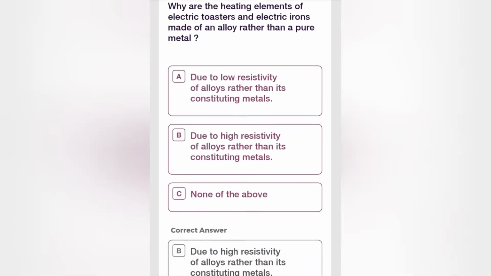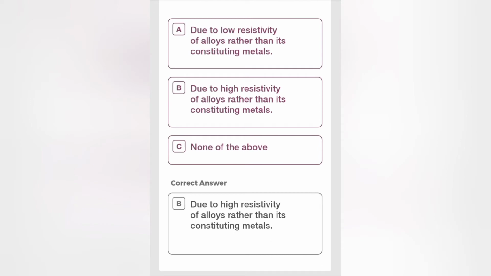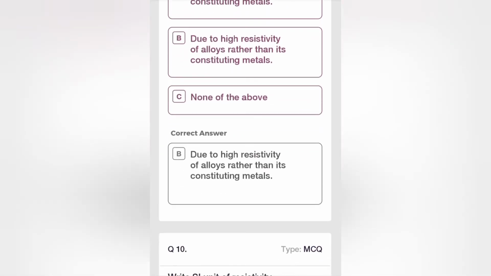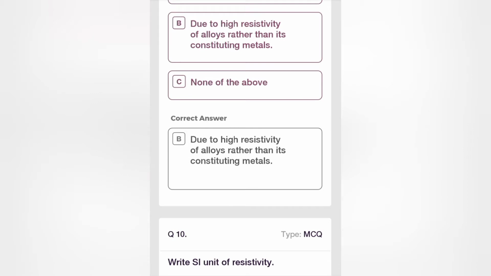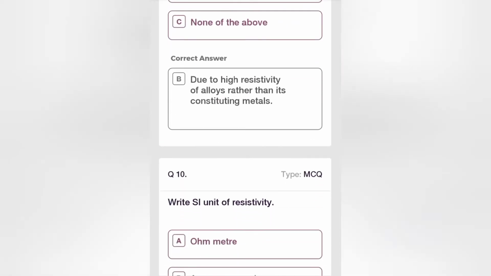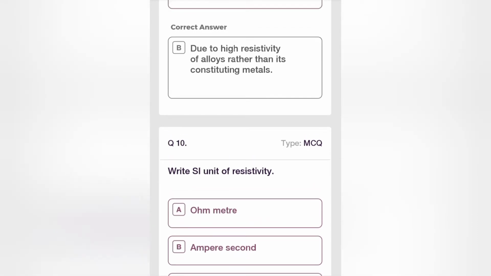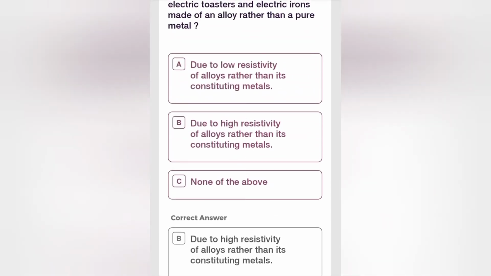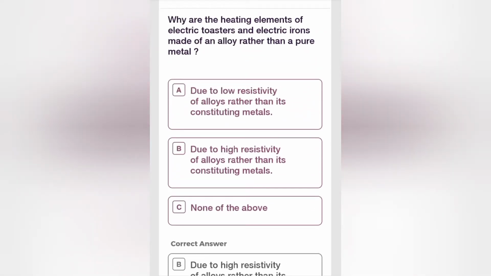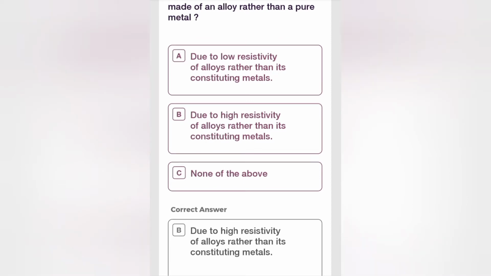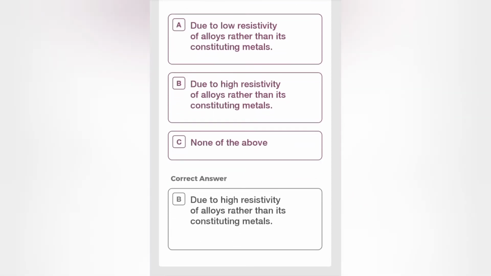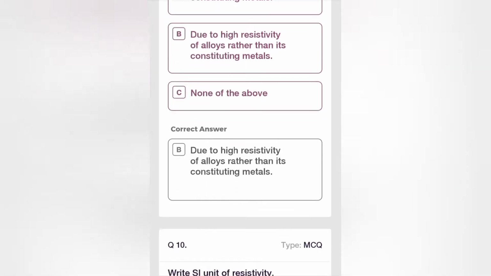Option B is the correct answer. Due to high resistivity of alloys rather than its constituting metals, we use alloys rather than pure metal for electric heating purposes. See, if it is having low resistivity and a low melting point, that can't be used. So always you should know that the wires which are used for electric toasters, electric irons, and ovens are all made up of high resistivity, high resistance, and high melting point. Okay, they should have all these characteristics.